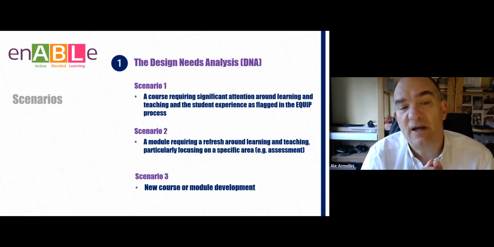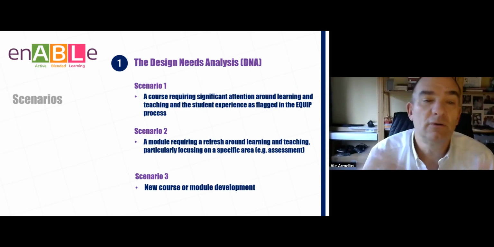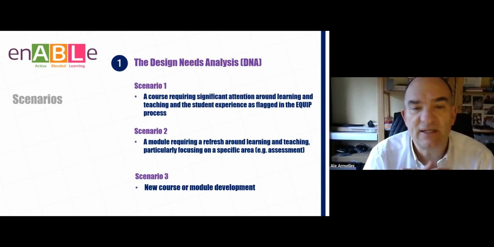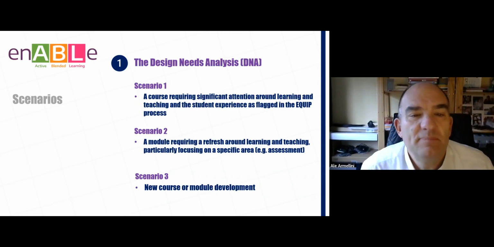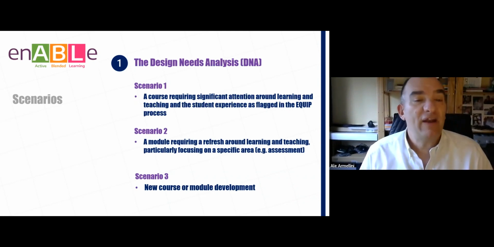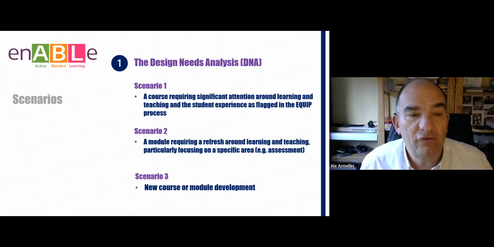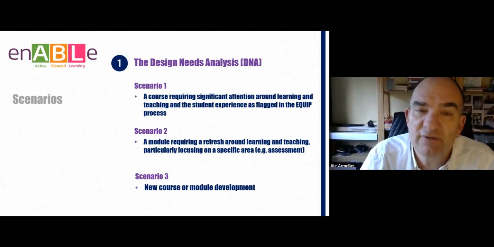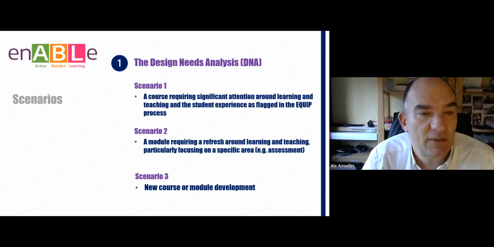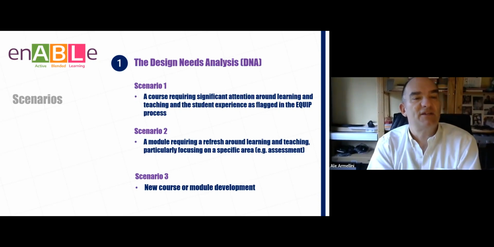So, for example, scenario one is your course requires significant attention because of an equip flag, or because of student feedback, or because of external examiner feedback, or something else. So in essence, the course exists and needs some amendments, some redesign, and that's scenario one.